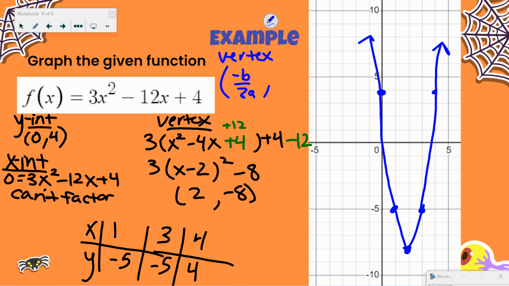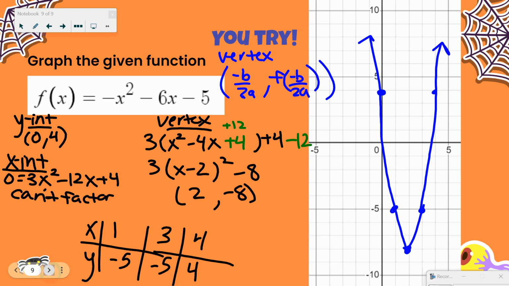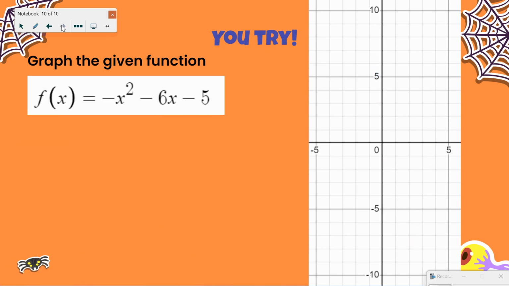So that's another way you could have found your vertex. You just input that x value into the function to find the output. So if you don't like completing the square, you could also use that idea to find your vertex point. It's whatever works best for you. All right, you guys are going to work on trying this next one, and then we'll see.